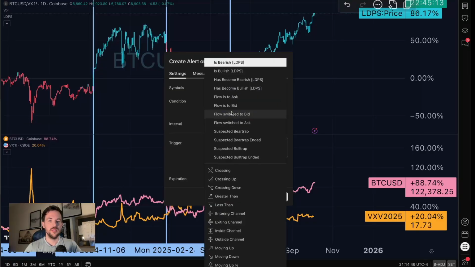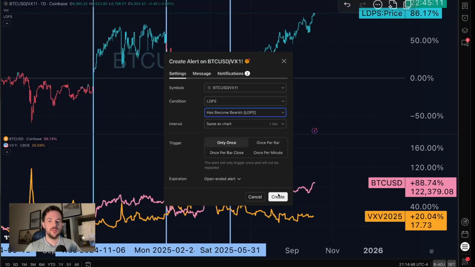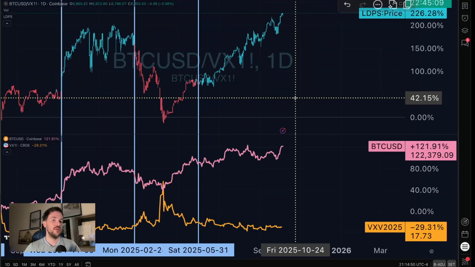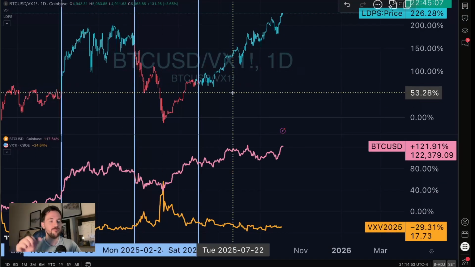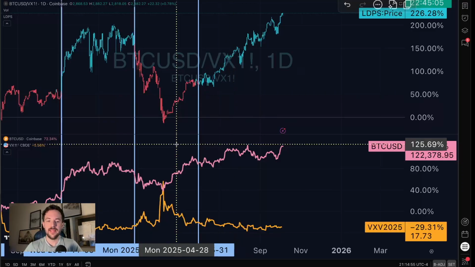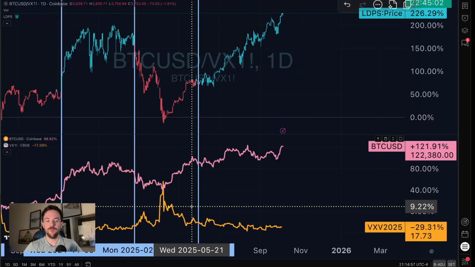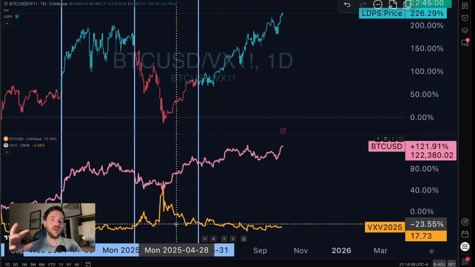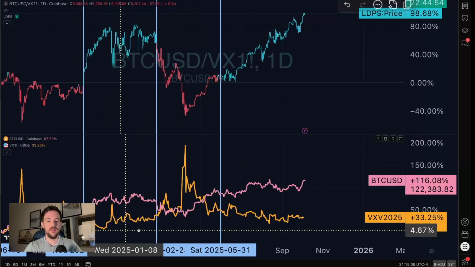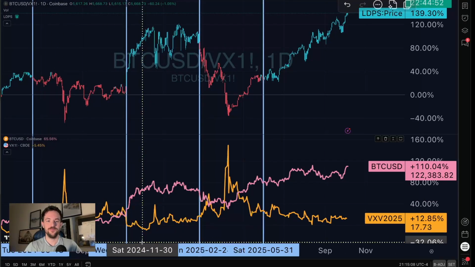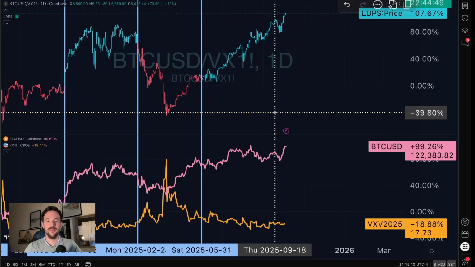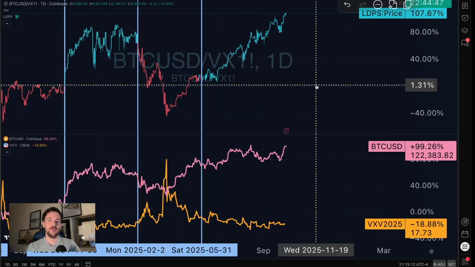LDPS has become bearish. And now, the moment that this switches to bearish, I'm going to know, and that tells me to start preparing for a high likelihood of a VIX skyrocketing, right? And I'm just excited for this to happen. And that's it. We can make these composite charts, analyze them, and then set the appropriate alerts and just go from there.